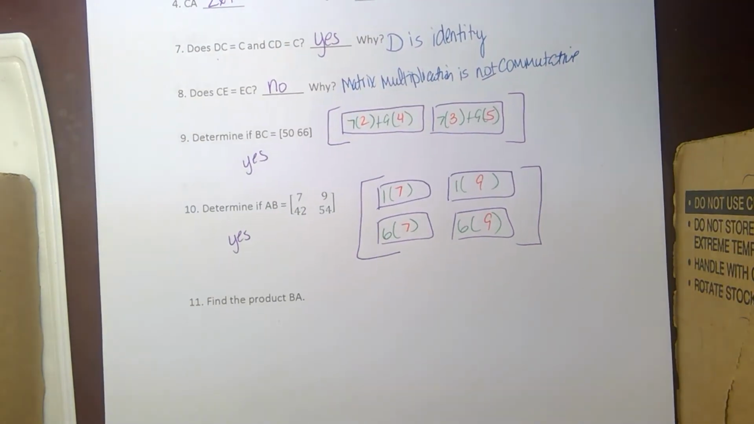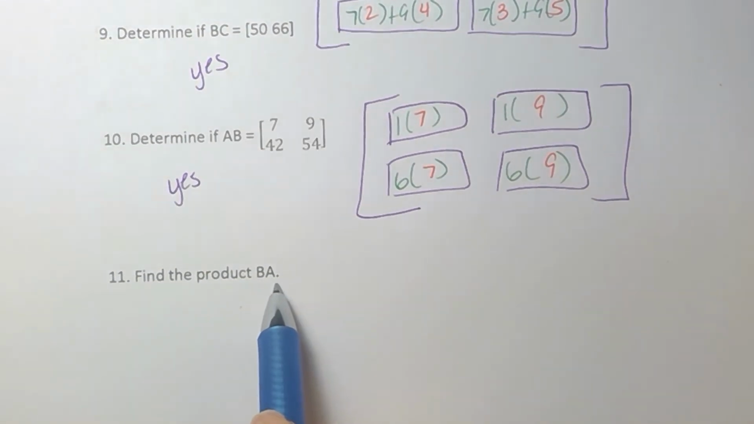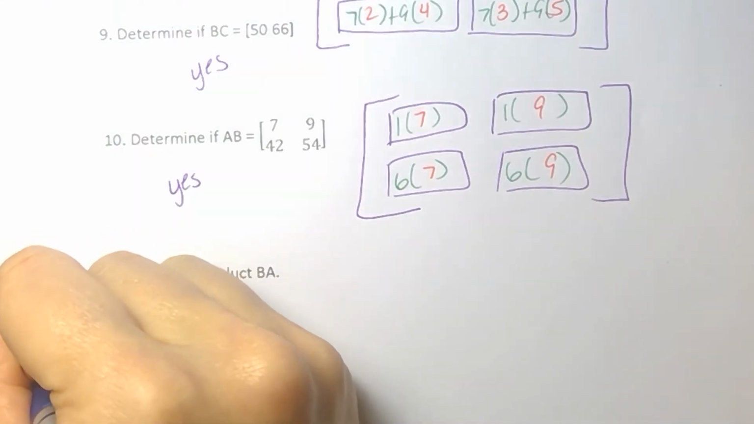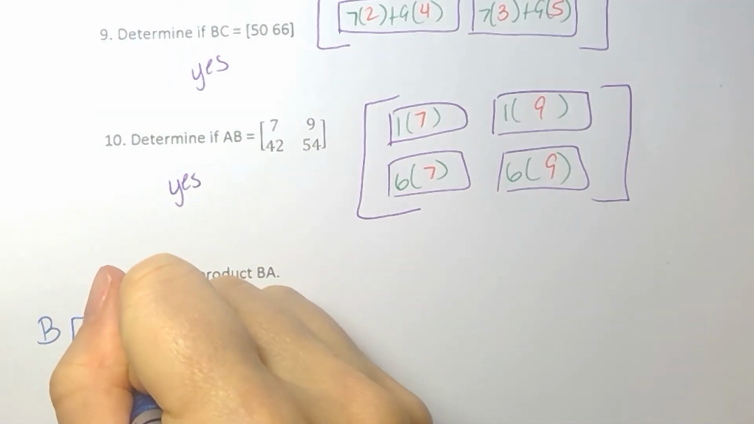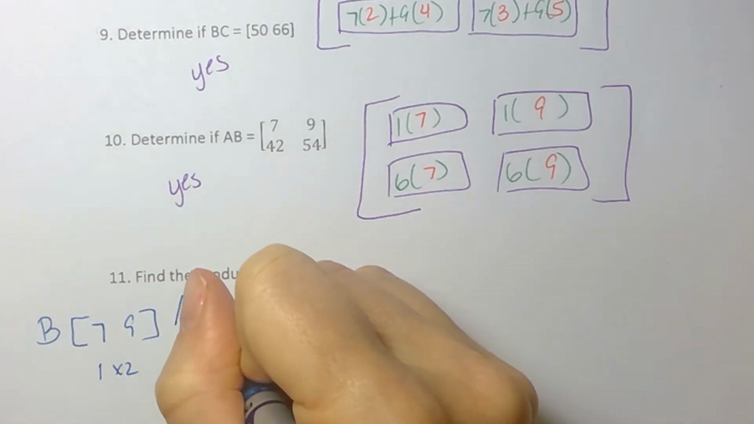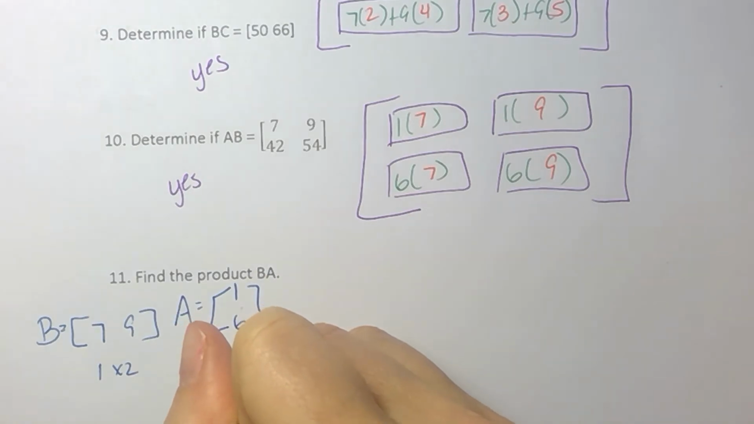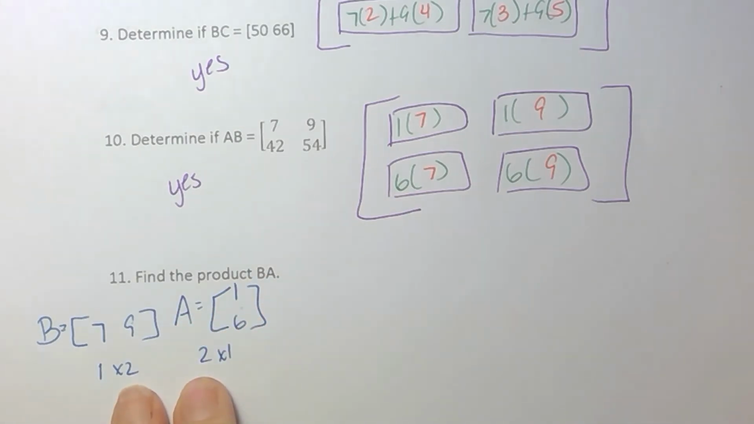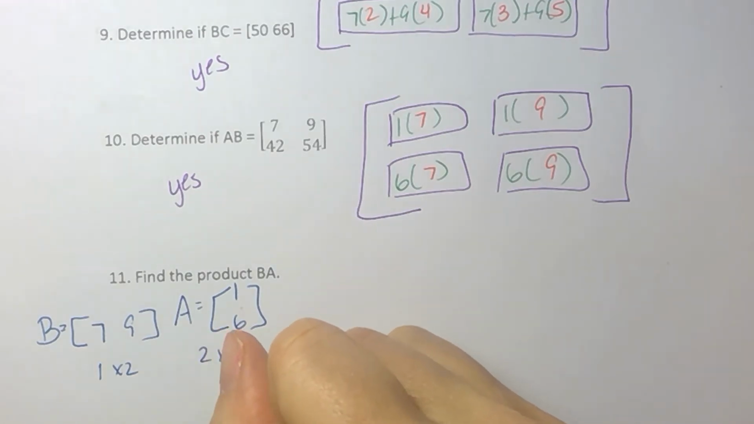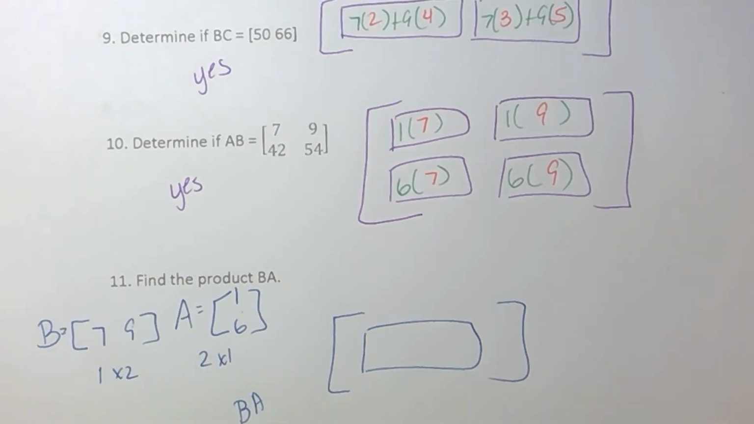Remember, that's important. That's your first step always when you're trying to find a product matrix: write the matrices in the right order. So I'm going to start with matrix B. Matrix B is 7, 9. That's a 1 by 2. And then I've got matrix A, and matrix A is 1, 6, and that's a 2 by 1. Because those inner values match, the product is going to work. And the size of the product is going to be a 1 by 1. So BA is going to be a 1 by 1 product matrix.